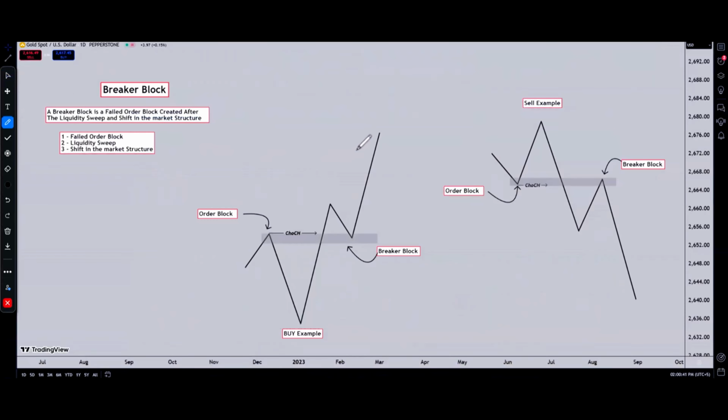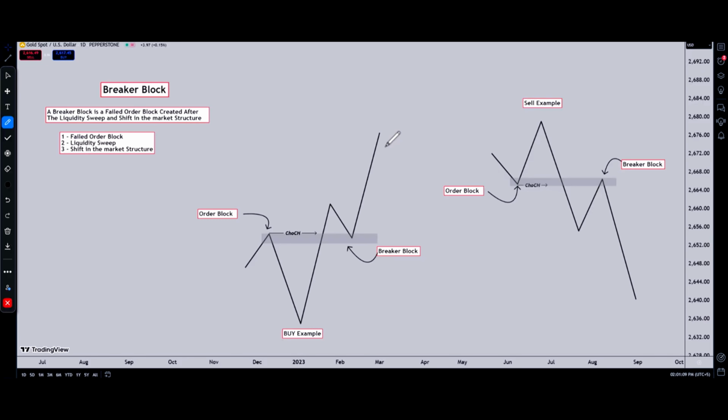In today's video, we're going to learn about breaker blocks, what a breaker block is, and how to trade using it. Before diving into breaker blocks, we need to understand their definition. What exactly is a breaker block, and how is it created in the market? We have written down the definition here, along with the key rules for breaker blocks.